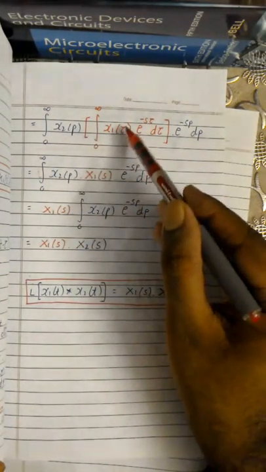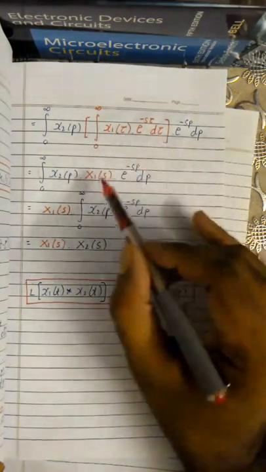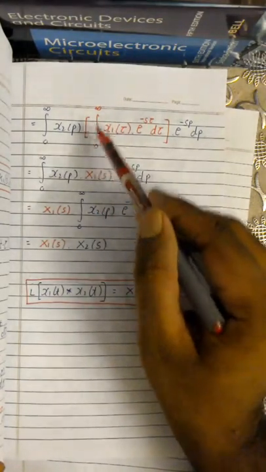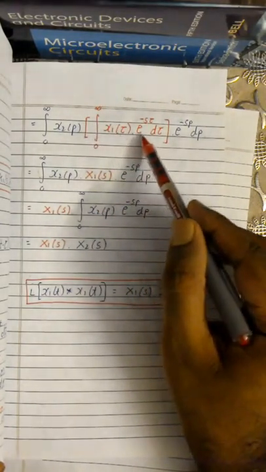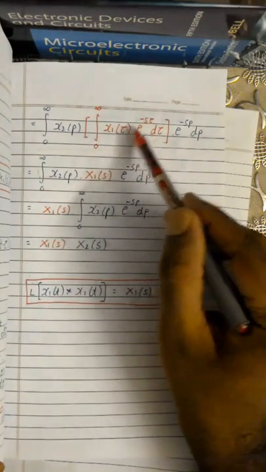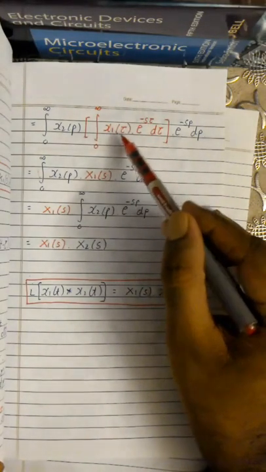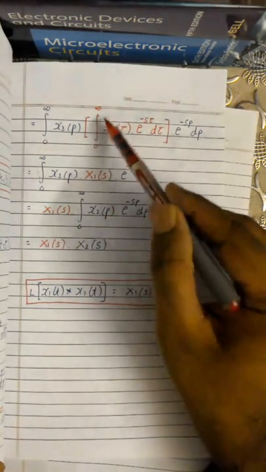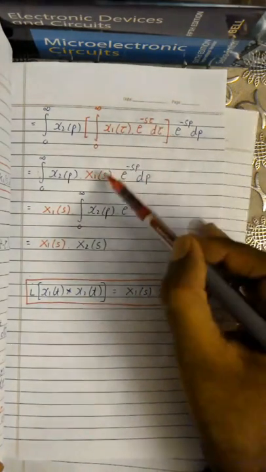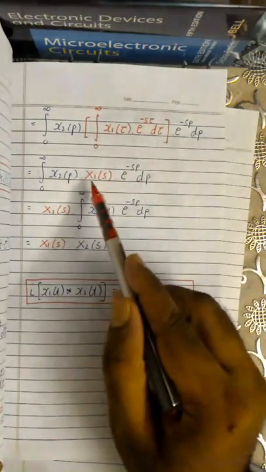Considering that tau is another variable like t, this is nothing but the Laplace transform x1 of s. The equation for x1 of s is integral 0 to infinity x1 of t into e raised to minus st dt. But here t is replaced with tau. As far as mathematics is concerned, tau is another variable like t, right? So integral 0 to infinity x1 of tau into e raised to minus s tau d tau is also x1 of s. So this entire expression becomes x1 of s.